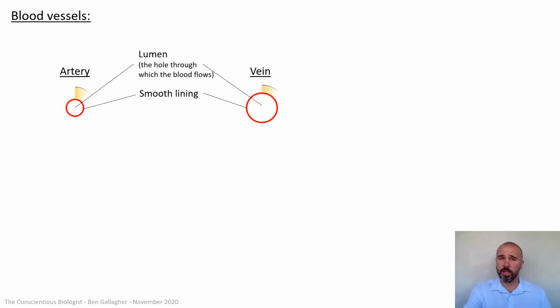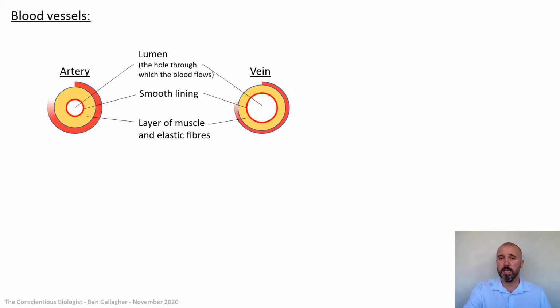But of course, because of that high pressure, the artery has quite a thick layer of muscle and elastic fibers and a thick wall around the outside of that. So even though the vein's got a bigger lumen, overall, both arteries and veins are a very similar size because of the thickness of the walls and the muscular and elastic layers that you have on an artery, and that's to withstand the high pressure that's within them.